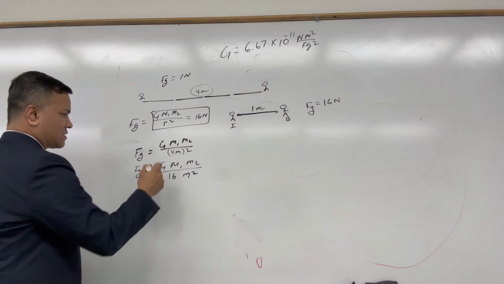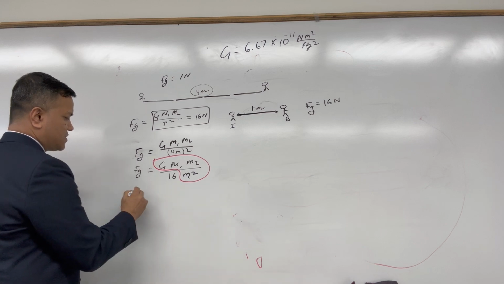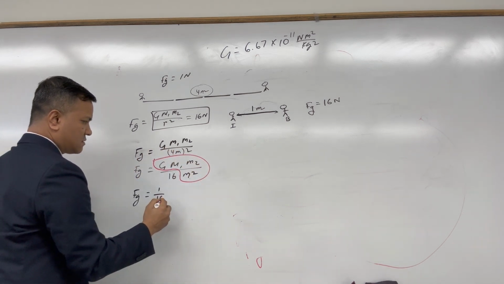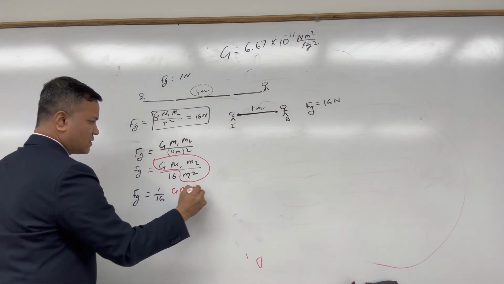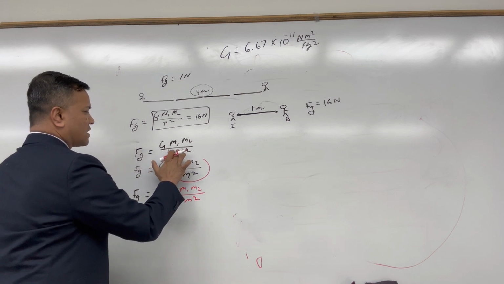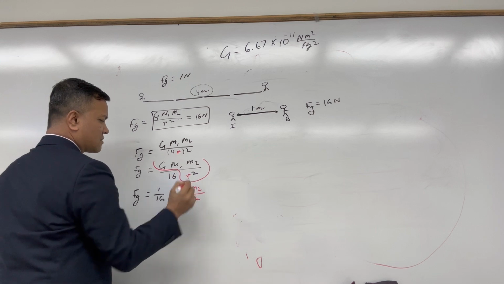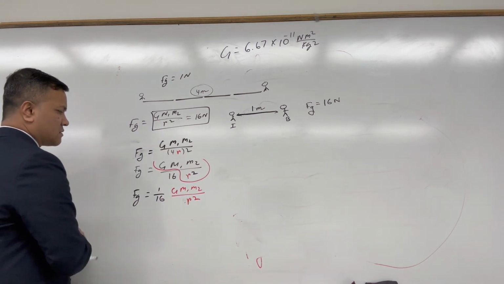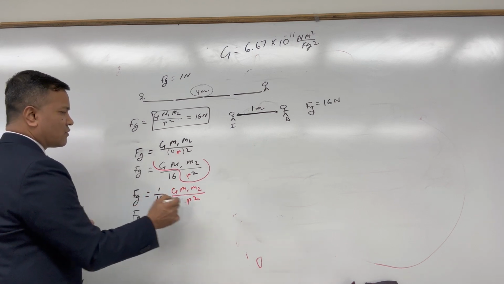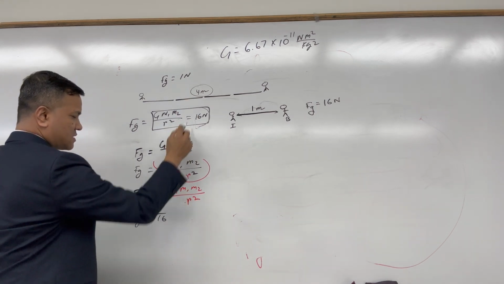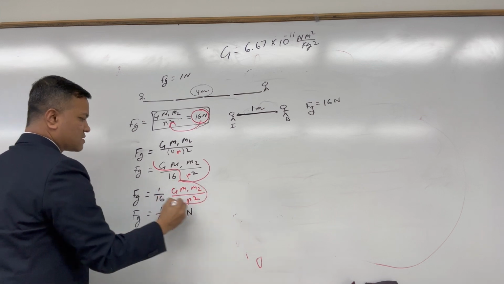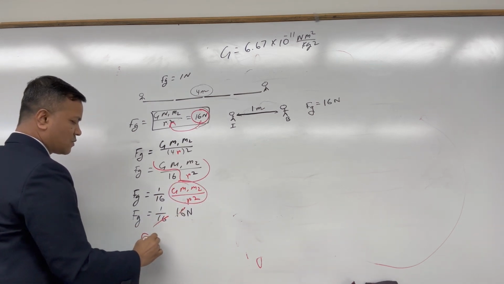So what do you see over here? Let's isolate this one. Fg is 1 over 16, and let's write whatever you see in the bracket: G m1 m2 over meter square. Instead of meter square, I should just write r square. That's better, so that we can use this fact. Okay, so now what does that mean? Fg is equal to 1 over 16, and G m1 m2 over r square has a value of 16 Newton. Where did I get it? From here. So this one is this one, so I can replace this one by this. 16 cancels, so Fg is 1.